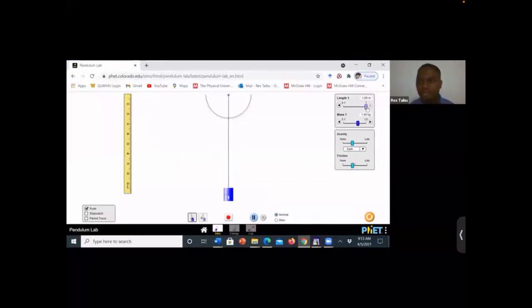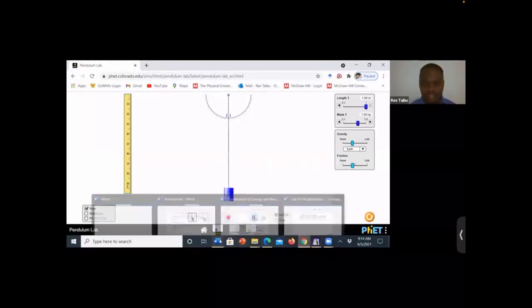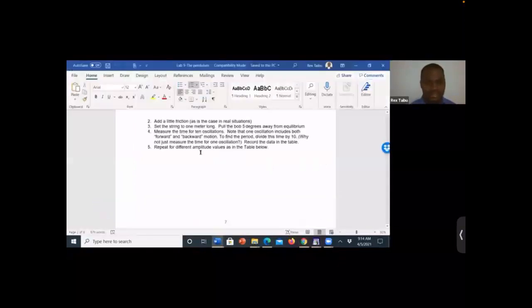This is 0.70. 1 meter is here, and then we have to set it swinging at 5 degrees. So I can do that, maybe 5 degrees is somewhere here. Then watch it swing. Okay, see, swinging like that. That's a pendulum. So we have set the length to 1 meter, and it's swinging. Okay, so now let's see what's next on the list of instructions.